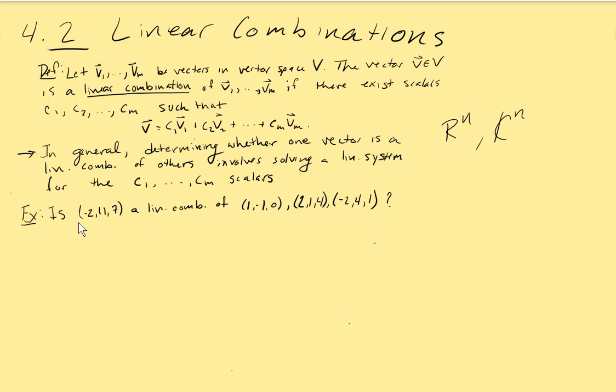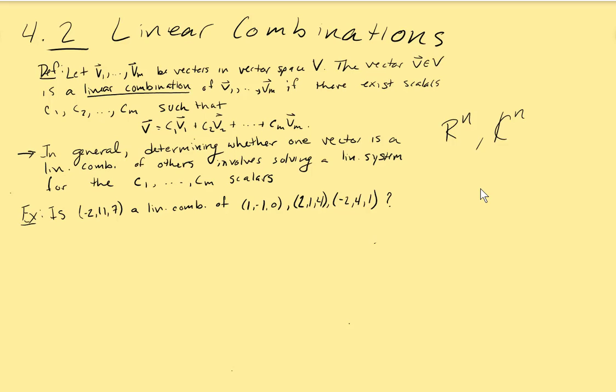And so let's see that with an example just in R3, something we're a little more familiar with to get started. So in this example, we're asking, is the vector -2, 11, 7 a linear combination of 1, -1, 0, 2, 1, 4, -2, 4, 1? Like I said, these are vectors in R3, something we're pretty familiar with here, so this probably won't seem too strange. But let's jump in here and see how we would handle this problem.